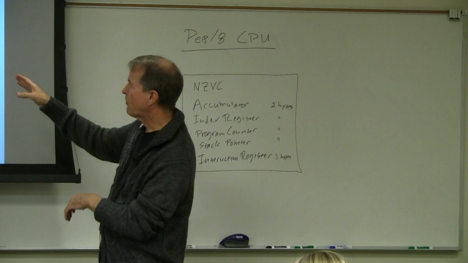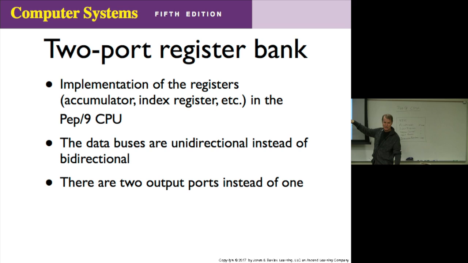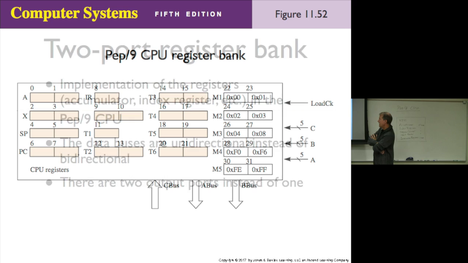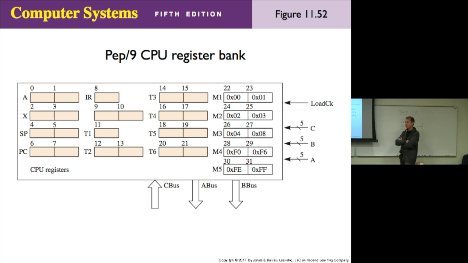So this two-port register bank is an implementation of the registers. In the PEP8 CPU, the data buses, and furthermore, inside the register bank, the data buses are not bidirectional. They're unidirectional. That's for speed. And there are 2 output ports instead of just 1 output port. Let's see what that means. So here on figure 11.51 is a block diagram of the 2-port register bank for the PEP8 CPU.